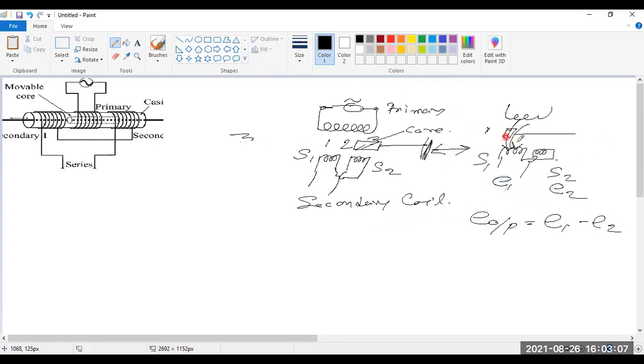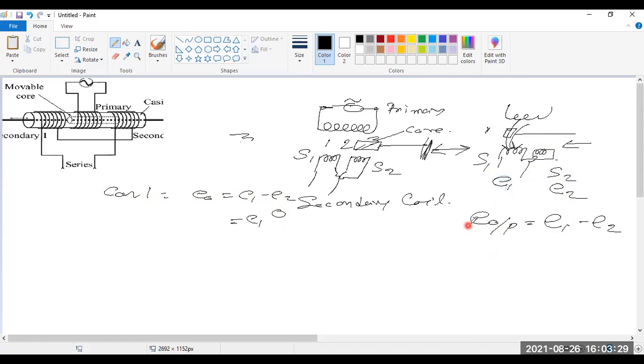So whenever the plunger comes to this position, it is E1. So now E2 is 0. So for case 1, E output equals E1 minus E2. Now E2 is 0, so only E1 is the output value.